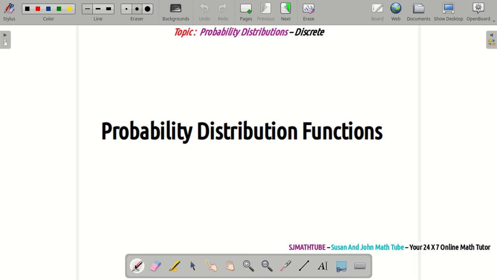Today we are going to discuss probability distribution functions. And I expect all the students who watch this video to be very good in the basic concepts of probability. In probability distribution function, what we try to do is convert probability into a function form. We think as if probability is a function.